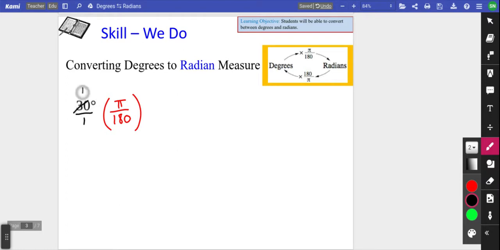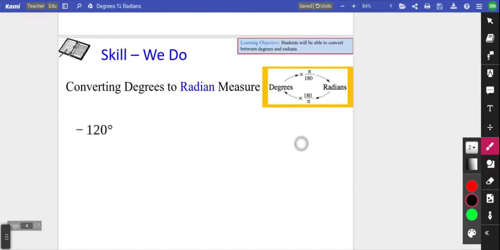30 divided by 30 is 1. 180 divided by 30 is 6. That's all that we can simplify. Therefore, we multiply the numerators. 1 times pi gives us pi, and the denominators 1 times 6 gives us 6. Therefore, 30 degrees is equal to pi over 6 radians.